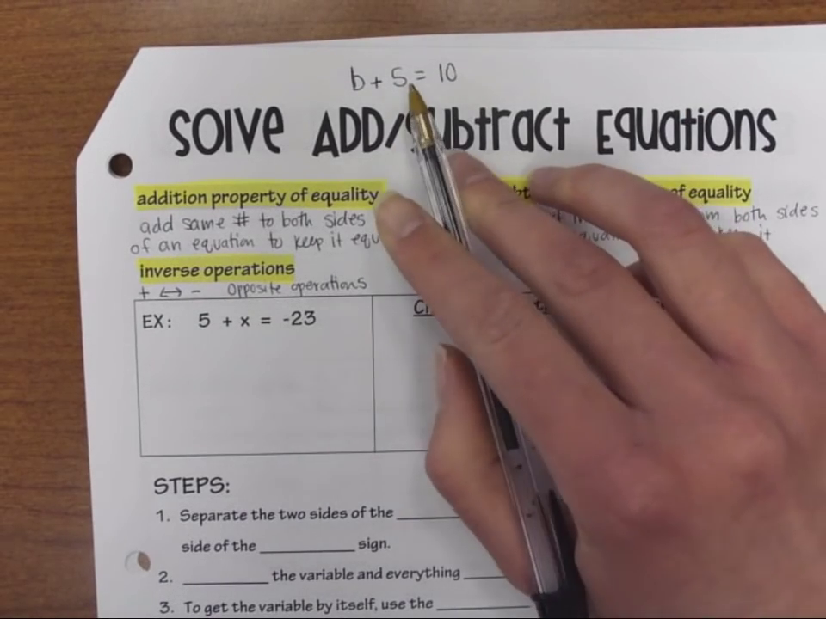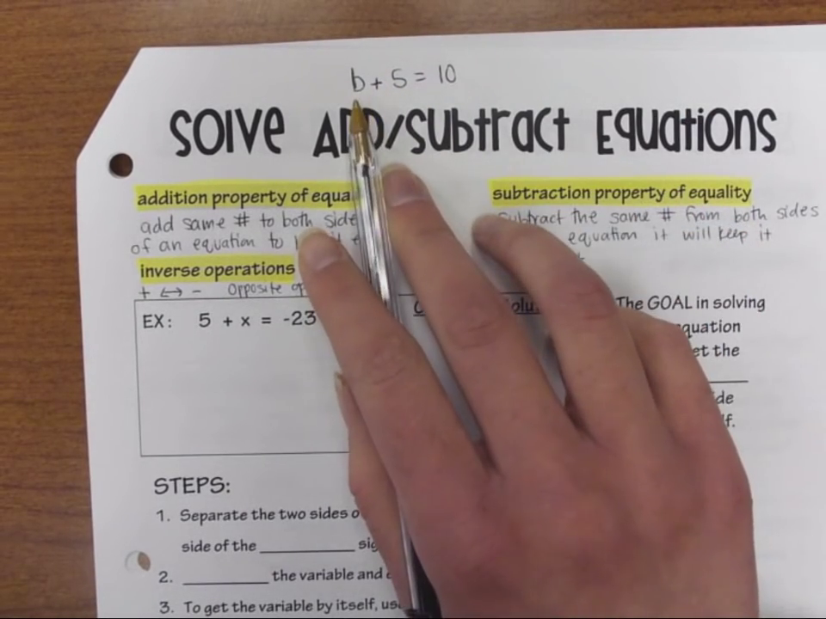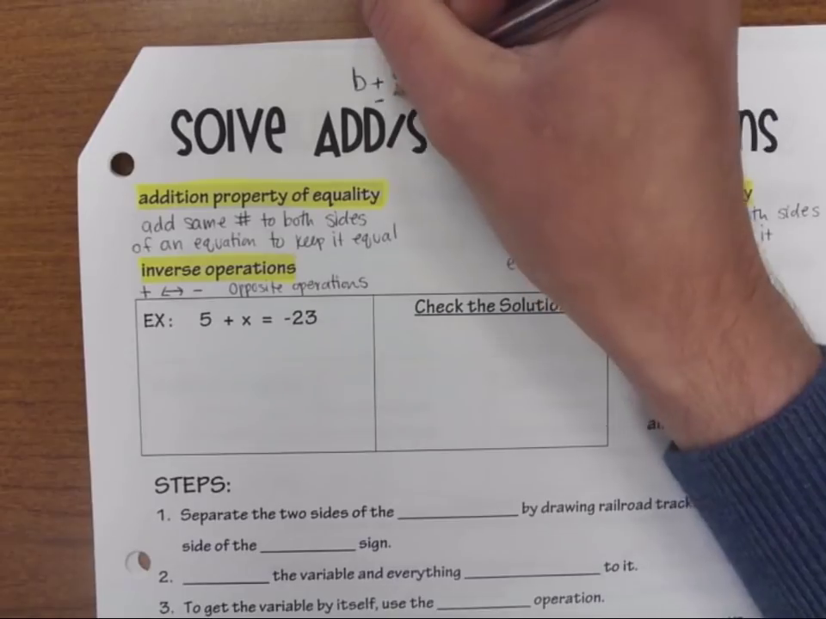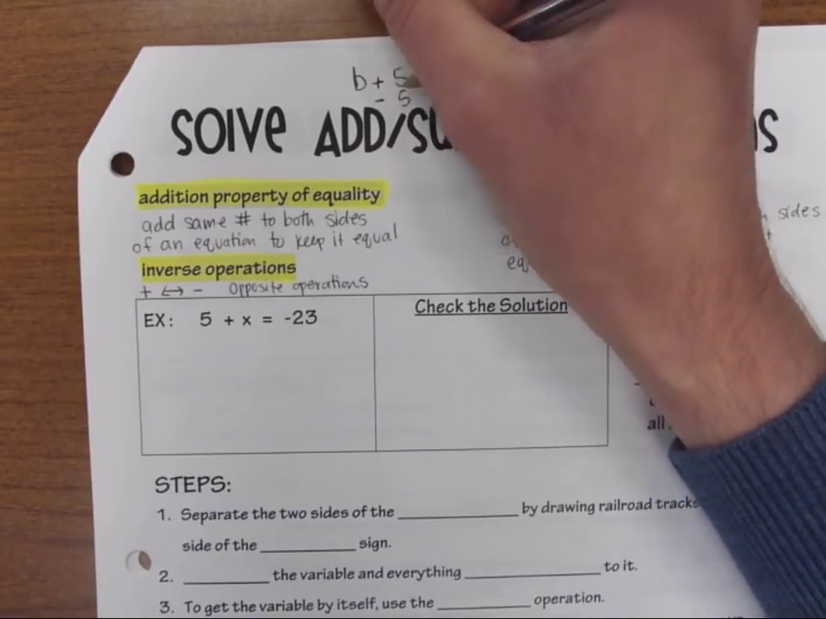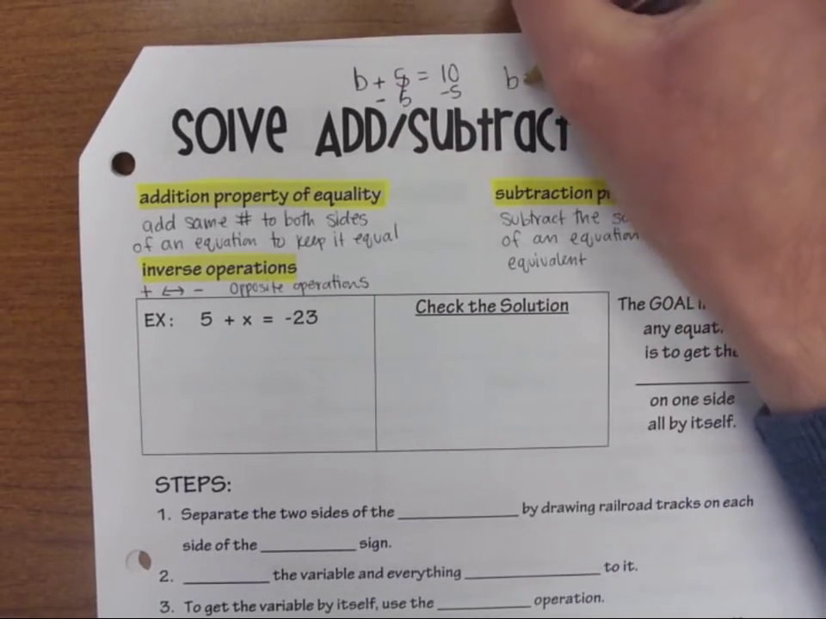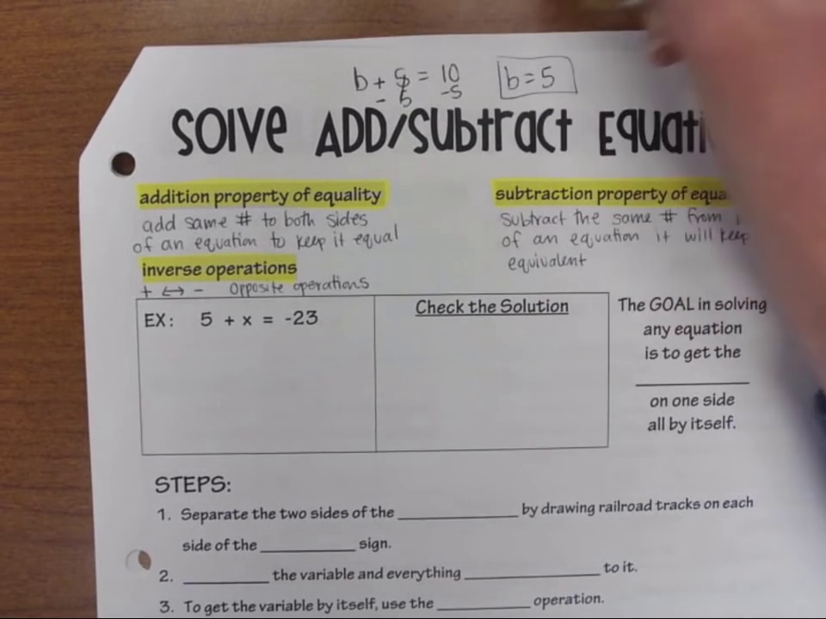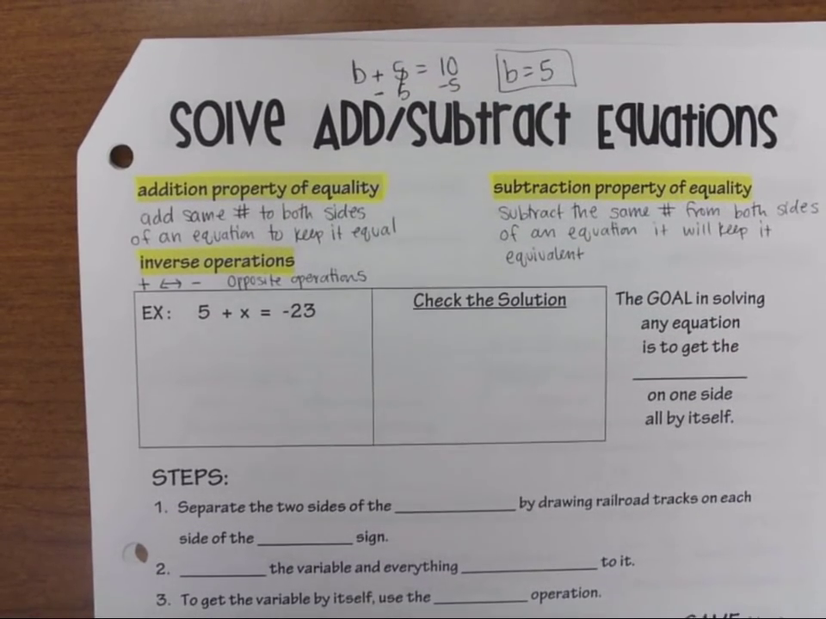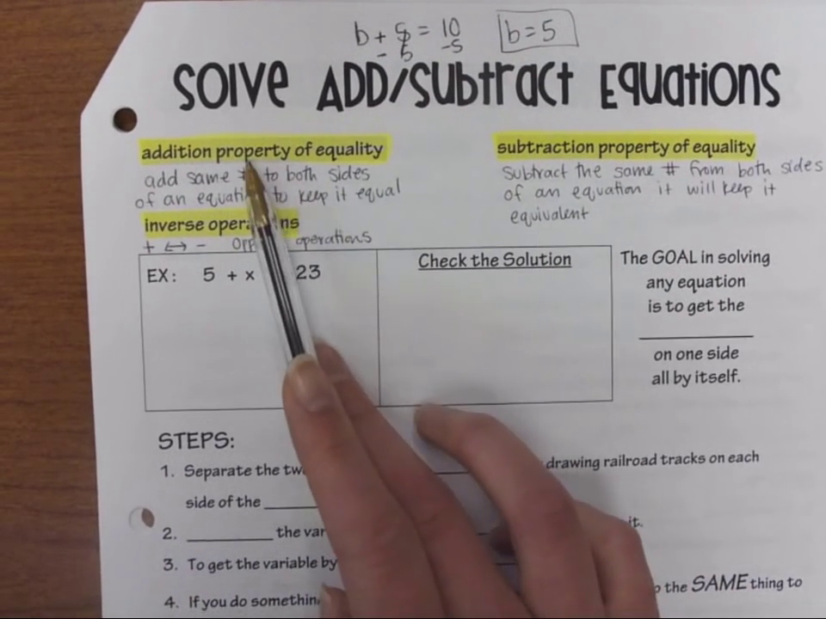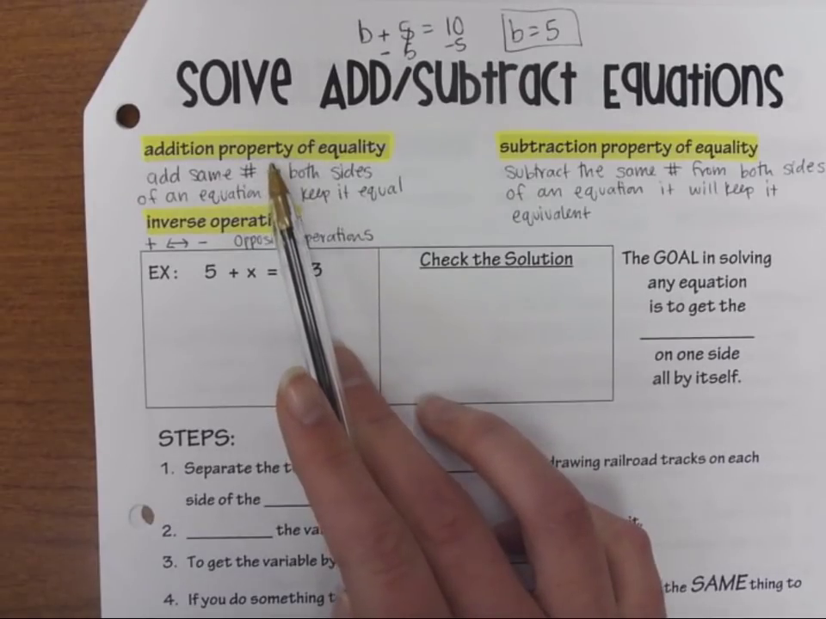And you have figured out by now that you can kind of look at it, or you can subtract 5 from both sides, and when you do that you get b equals 5. That's all we're doing in this lesson. So we're going to talk about a couple properties that help us to do this.